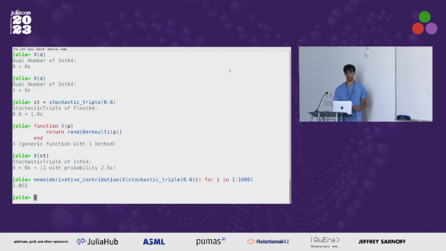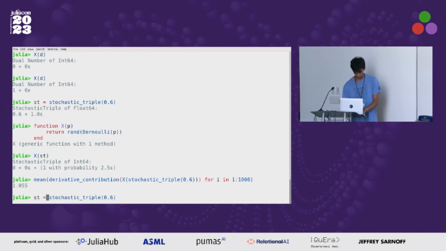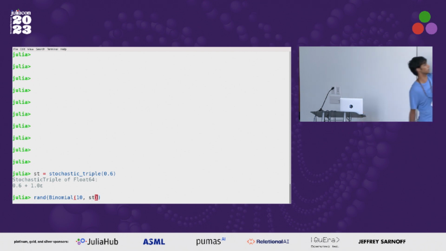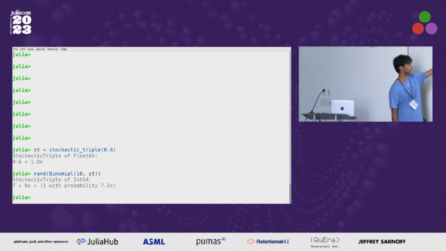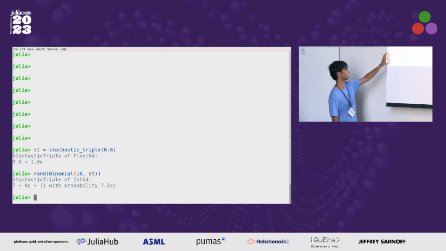Okay, the first thing I wanted to highlight was this notion of a chain rule, or composability. First of all, let's make our stochastic triple, and let's put it into a binomial. The stochastic triple says I care about the sensitivity of my output with respect to the probability of this binomial. We evaluate it, and we get 7, but maybe you could have got 8. So you originally got 7, but maybe you could have got 7 plus 1.